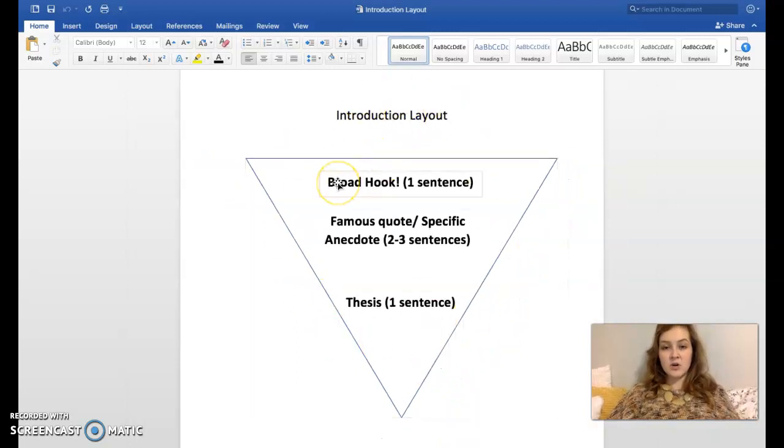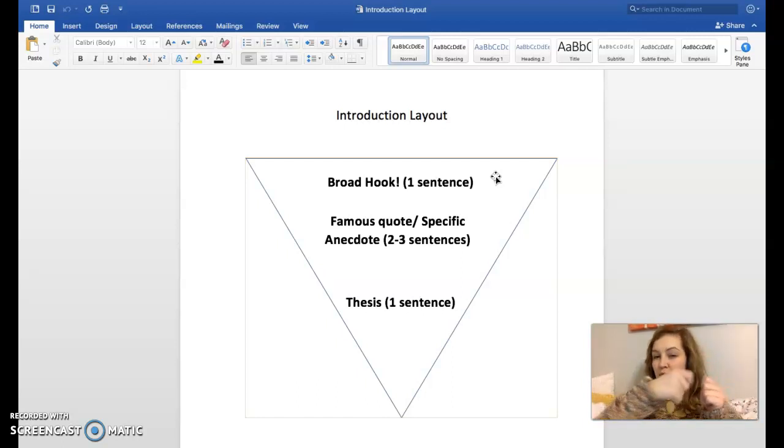Okay? So to create a solid introduction, we're going to start off with a hook. This is going to be kind of a broad statement that fishes your reader in. Imagine you're fishing and you're hooking those fish, but the readers are your fish. So this hook is going to draw in your readers. It could be a question, it could be a quote, it could be a startling fact. You just want to draw people in with the first sentence of your introduction.